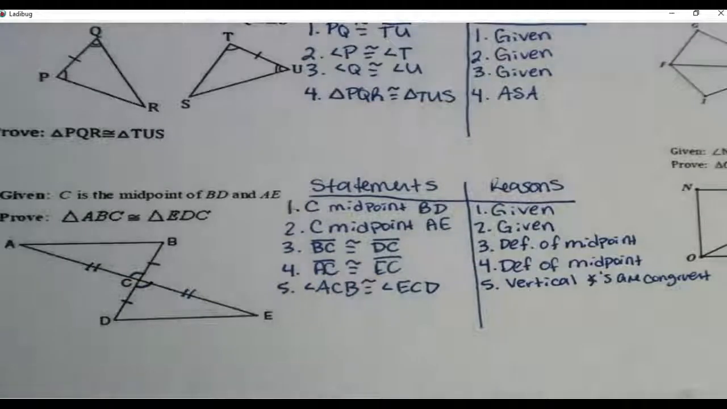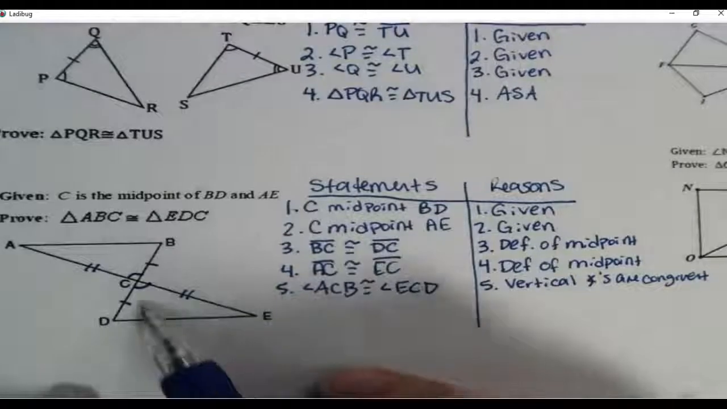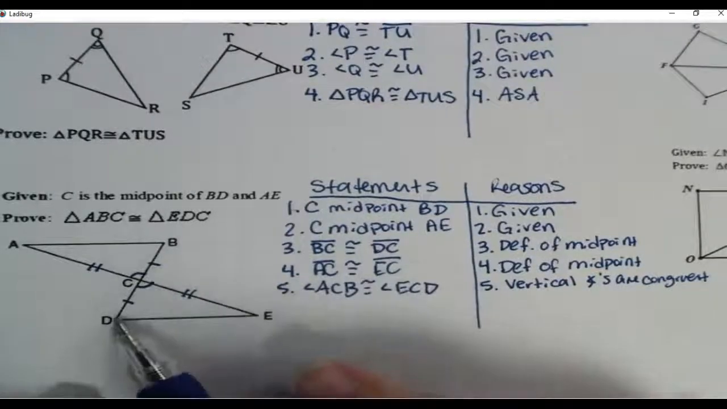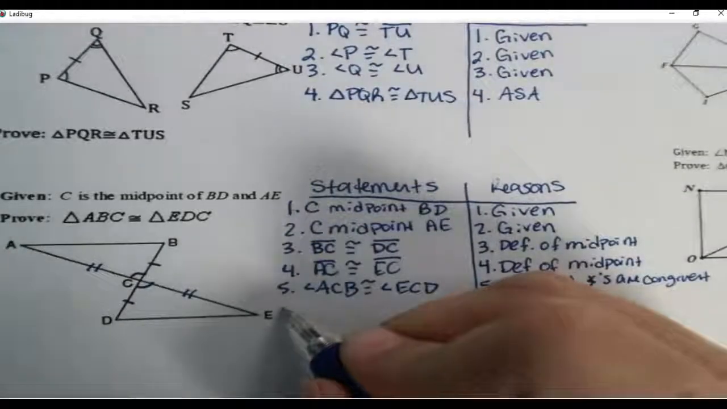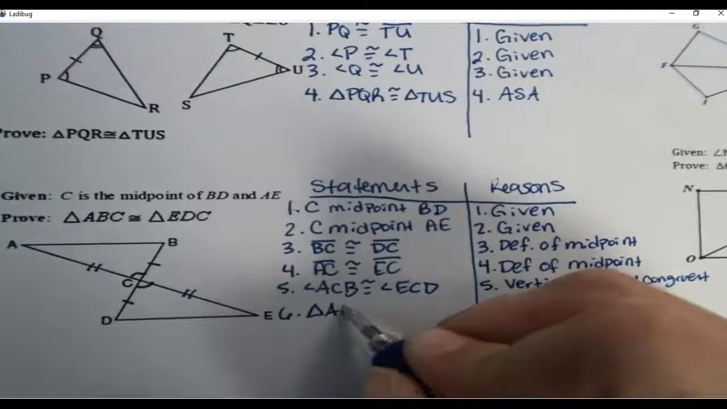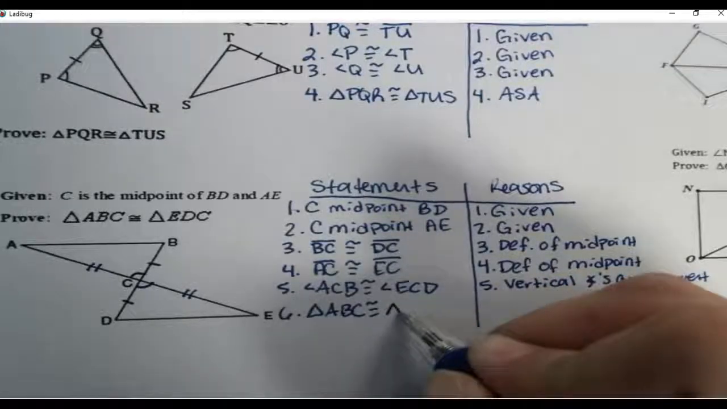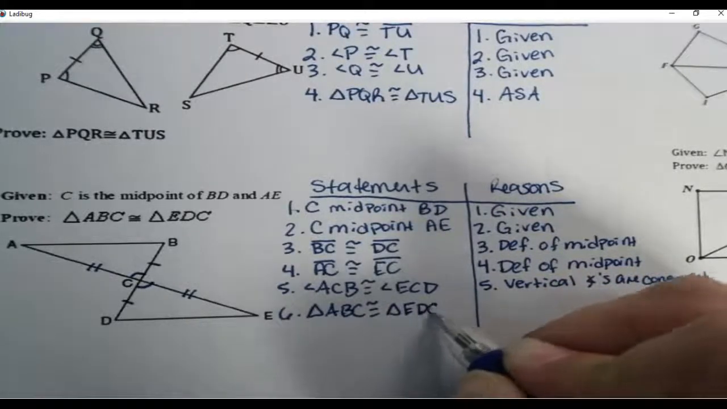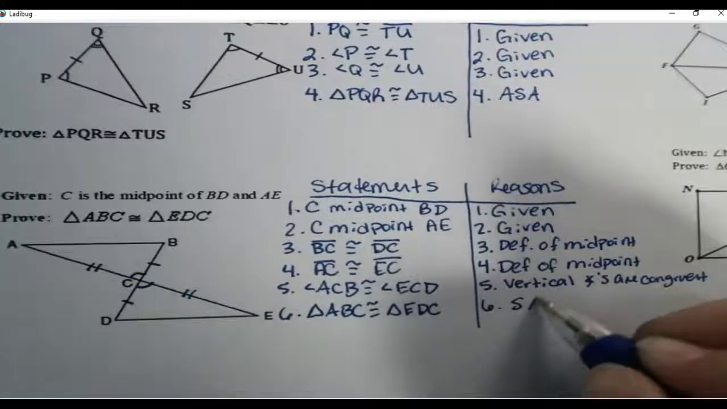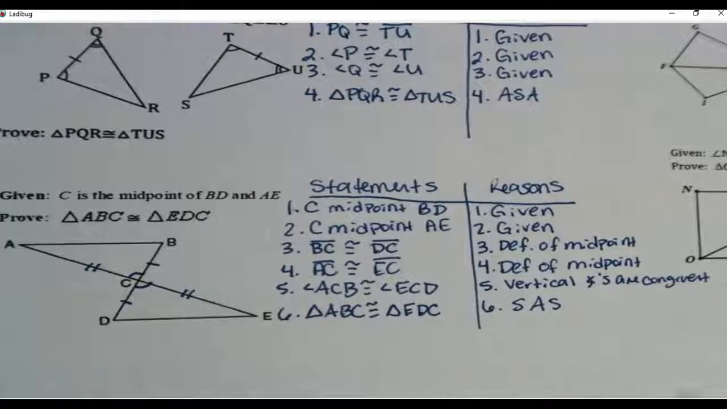So you already have all the knowledge for these proofs. You're just putting them together, kind of like a puzzle. So now, do I have enough info? Yeah. By what theorem? Good. So we've got side, an angle, and a side. So side, angle, side. Good. So triangle ABC is congruent to triangle EDC by side, angle, side. Very good.